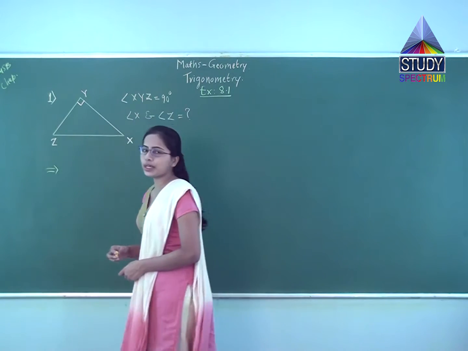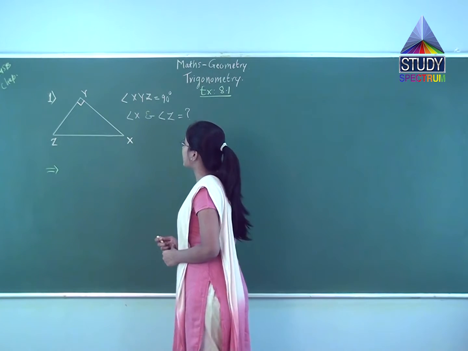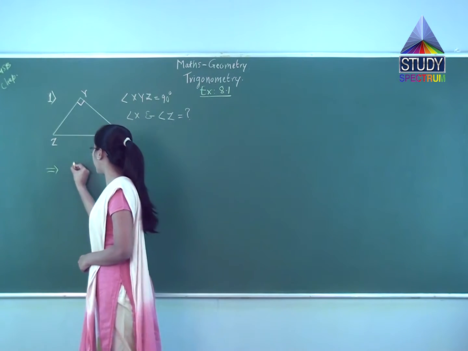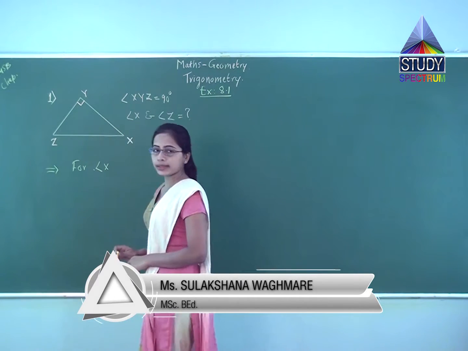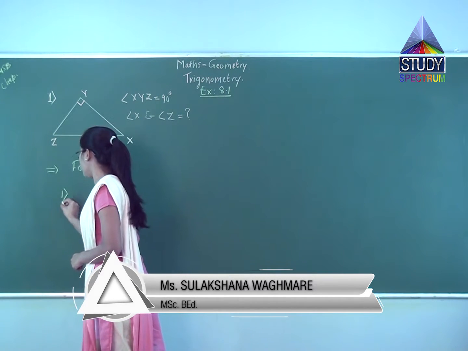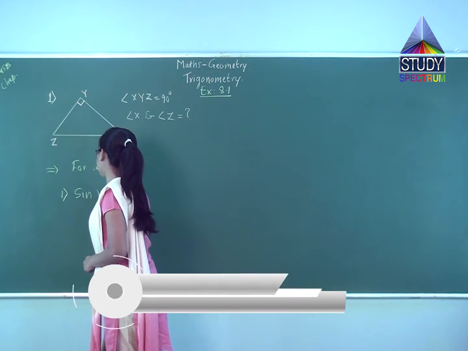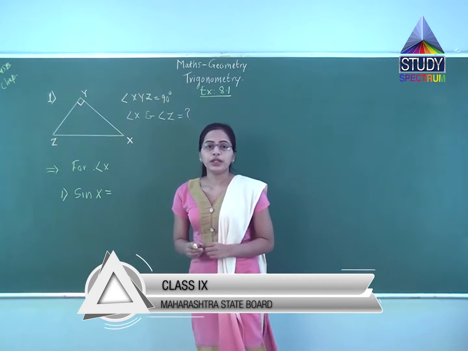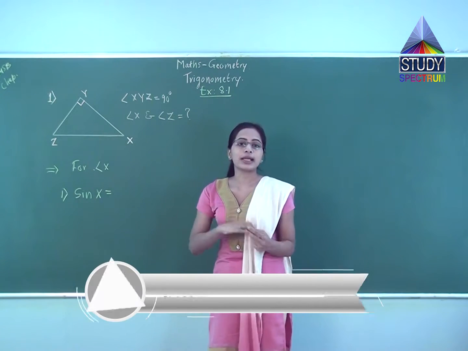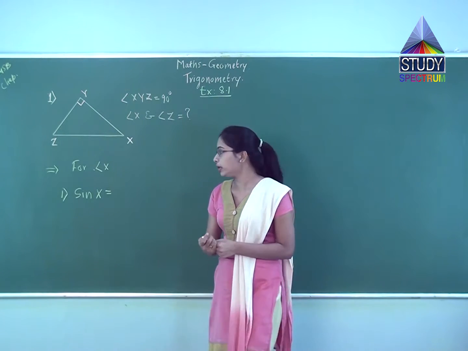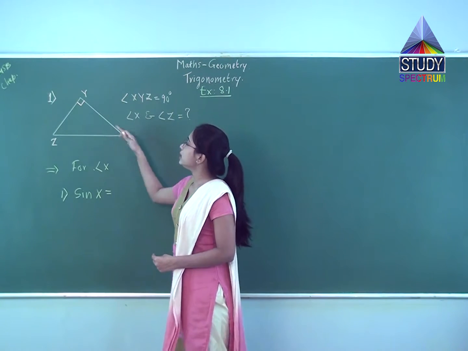Easy. We just have to write the formulas and accordingly the names of the sides. So let us start with angle X. For angle X, the first ratio we will calculate here. Initially for angle X we will write all the formulas, meaning we will write opposite side, hypotenuse, then adjacent side and all. After that for Z, no need to write, we will directly name the sides.